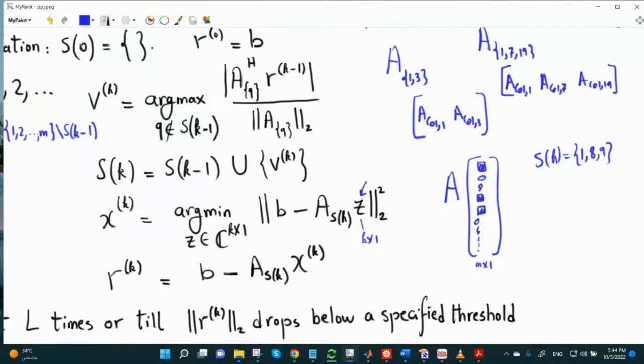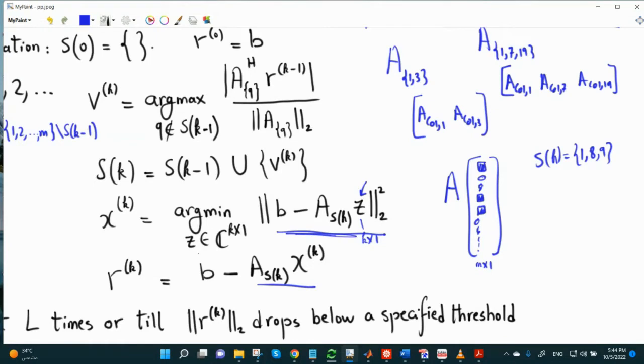So you will find the z that minimizes this quantity here. And this z will be the vector x of k. And then we update the residual. The residual is r of k. Basically the residual is the error. It's the difference or discrepancy between b and this linear combination of the columns of A that are indexed by the elements of S of k. And we keep doing this.